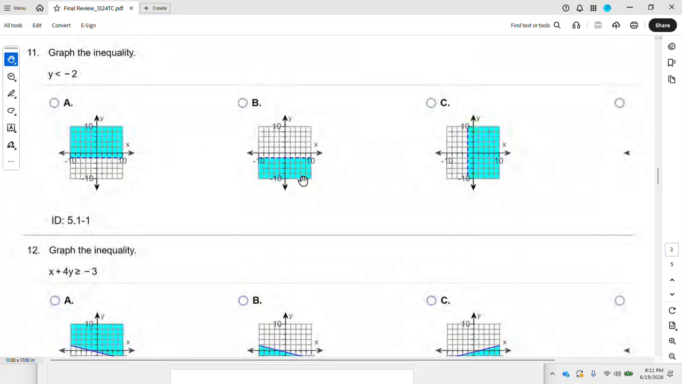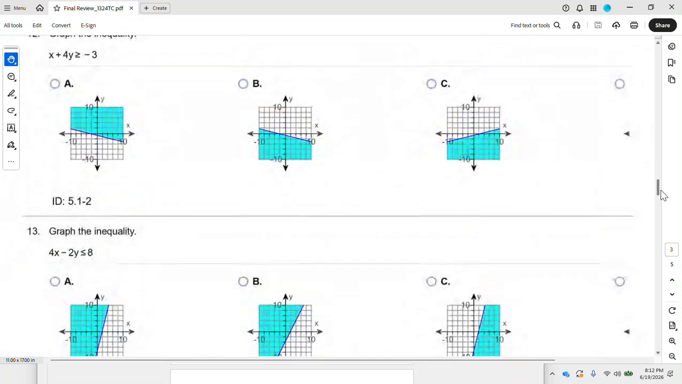Okay, so B looks correct because this one is -10, so each group will be -2, and then this one is a dotted line, so B looks like the correct one. Okay. All right, so that is the horizontal line in here. Okay, how about this one?